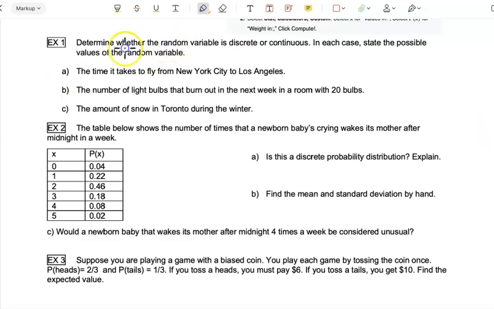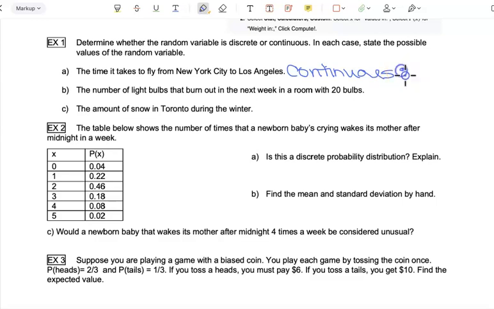So time is measured because we could measure time in hours, or we could do minutes, or seconds, or milliseconds, nanoseconds, and so on. So we can just make our units smaller and smaller and smaller. The values for time would not be countable. So this is going to be a continuous random variable. So we'll write continuous.